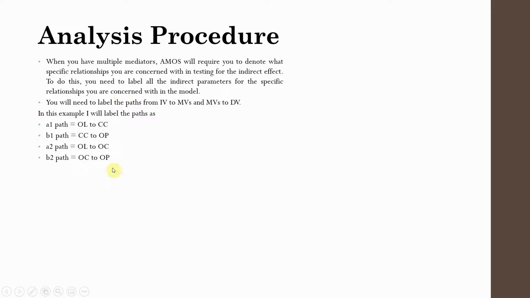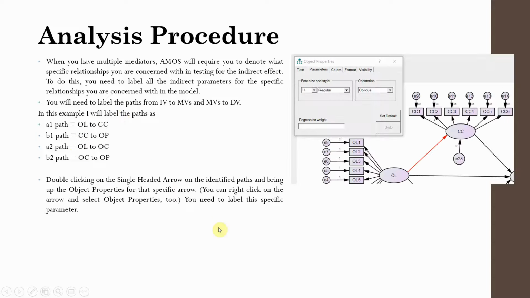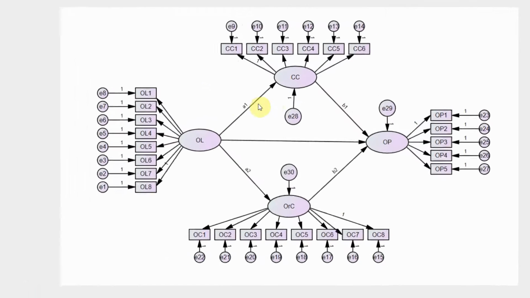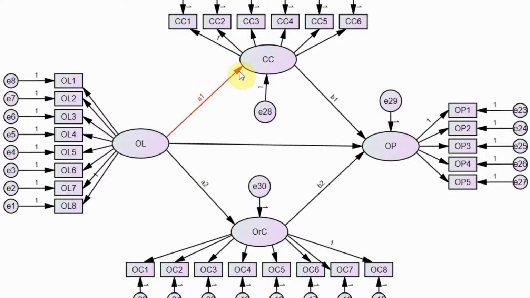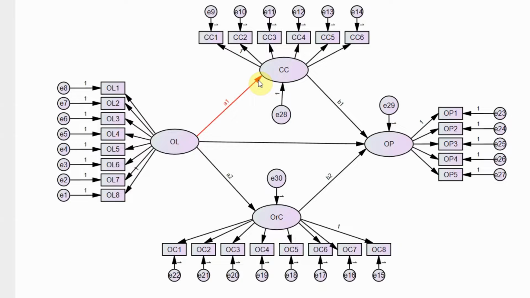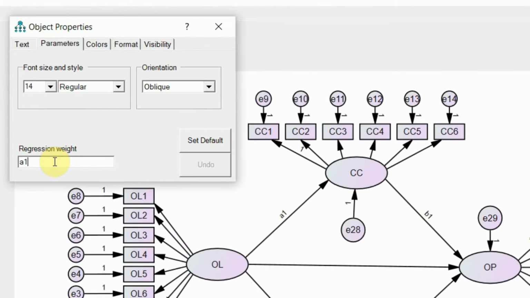So these are the paths and these are the labels that I'm going to assign to these paths. Now, how do we do this in AMOS? I've already done this, but in order to do this, you will come here, and this is highlighted as red. So you double click on it and this is your path A1. Just go to parameters and type in A1.